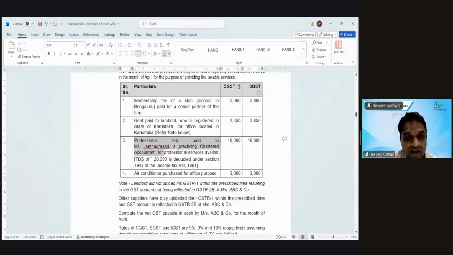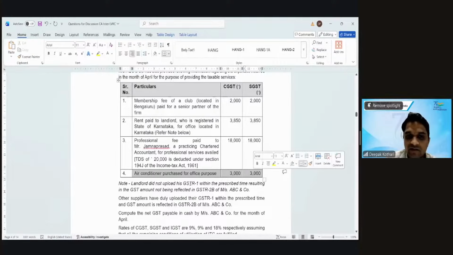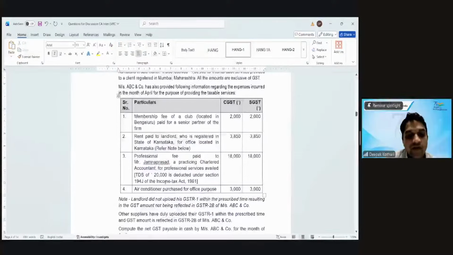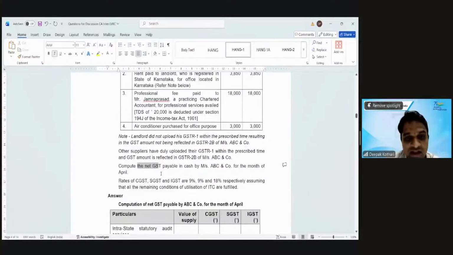Then professional fees paid to Mr. Jamna Prasad, a practicing chartered accountant, for professional services availed. TDS of 20,000 is deducted and CGST, SGST is 18,000 each. Air conditioner purchase for office purpose is 3,000, 3,000. Okay, so now calculate. What is the question? Compute the net GST payable for the month of April.